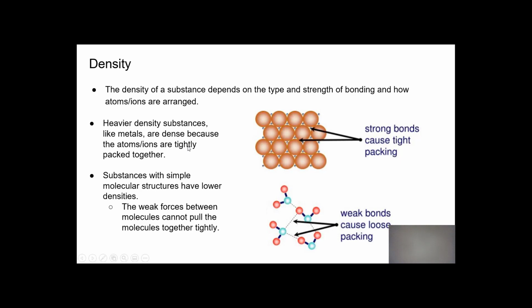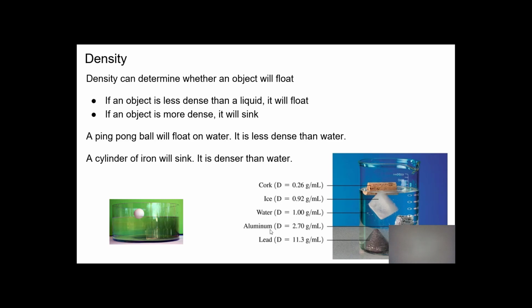The density of a substance depends on the type and strength of bonding and how atoms and ions are arranged. Heavier density substances like metals are dense because the atoms are tightly packed together. Substances with simple molecular structures have lower densities. The weak forces between the molecules cannot pull the molecules together tightly. So there's more air, more space, and that makes it a lighter density material.